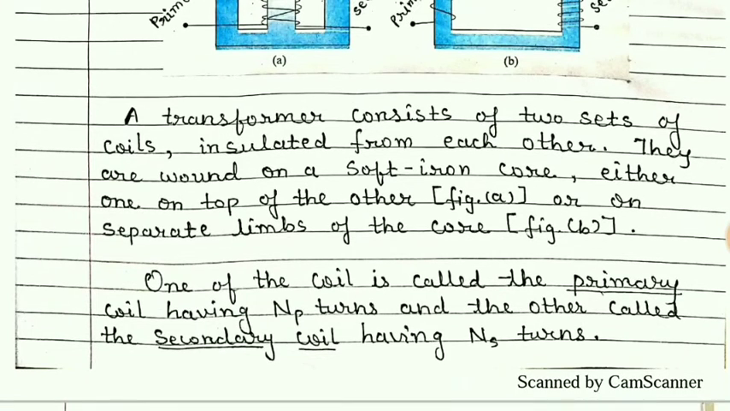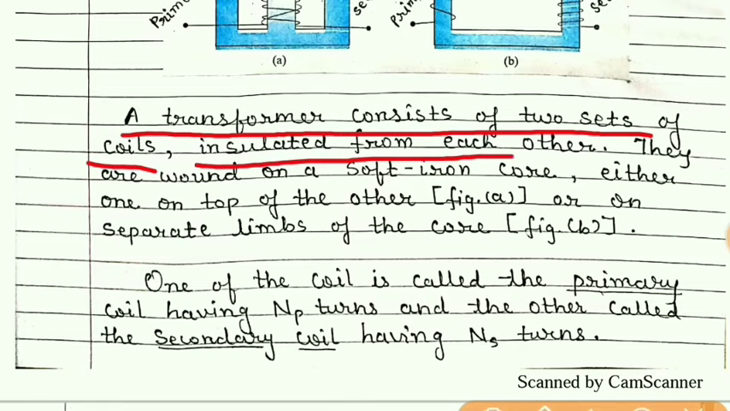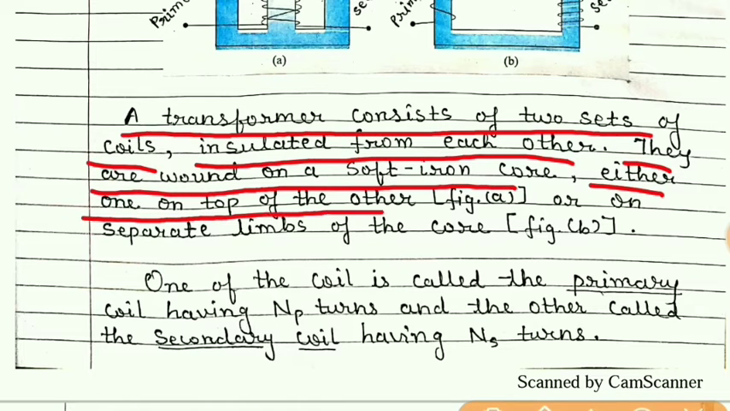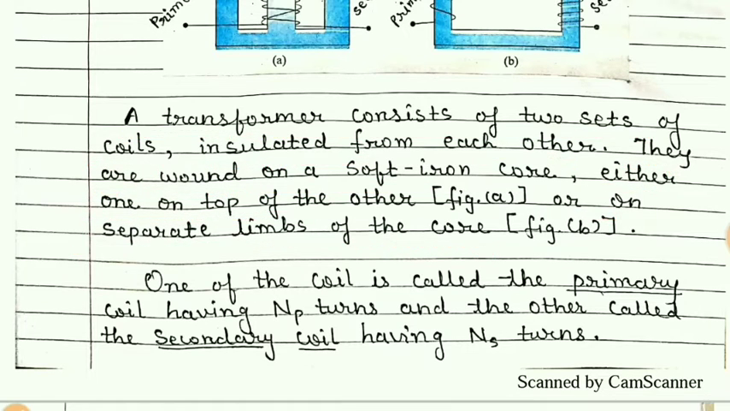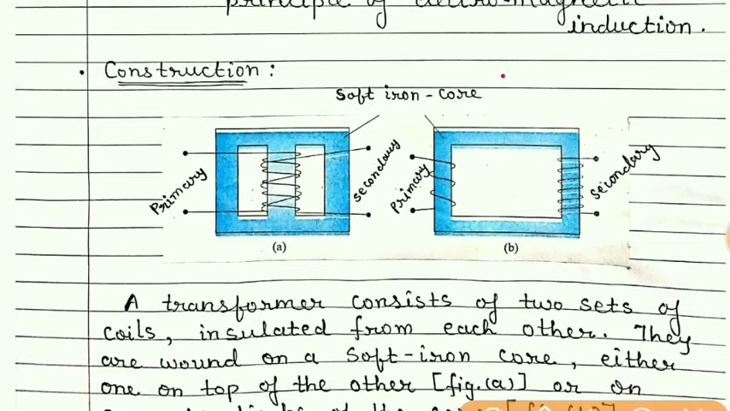So now students, once again, a transformer consists of two sets of coils insulated from each other. They are wound on a soft iron core, either one on top of the other or on separate limbs of the core. Separate limbs means, you can see here, they are wound over separate limbs, and here they are wound one over the other.